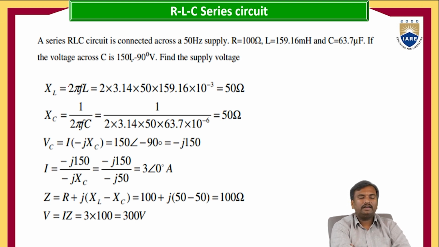And now we have XL, XC and resistance values. Let us calculate the impedance value. Impedance is equal to R plus j into XL minus XC, which is equal to 100 plus j into 50 minus 50, which is equal to 100 ohms, where V is equal to I into Z, that is 3 into 100, 300 volts. This is the way we can calculate the source voltage.